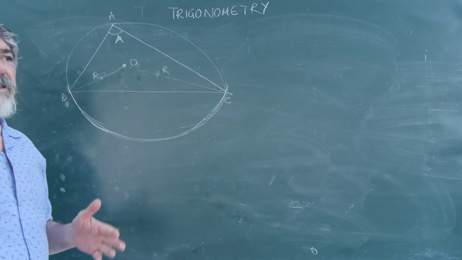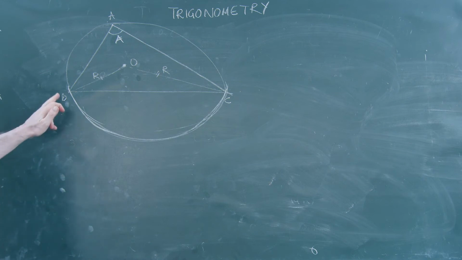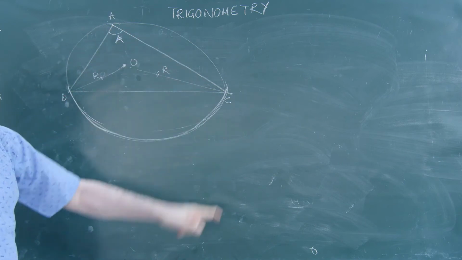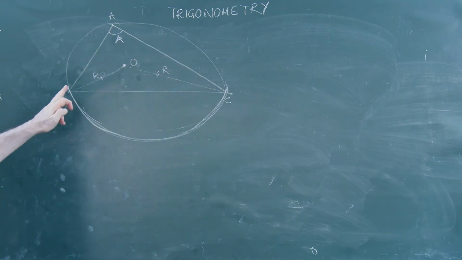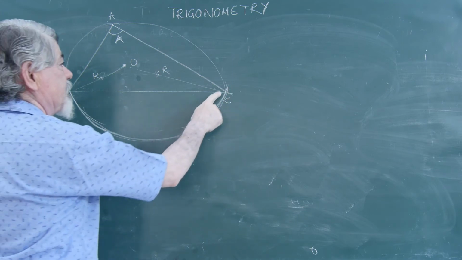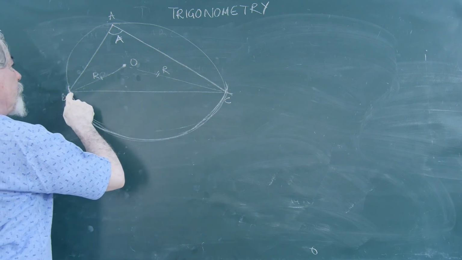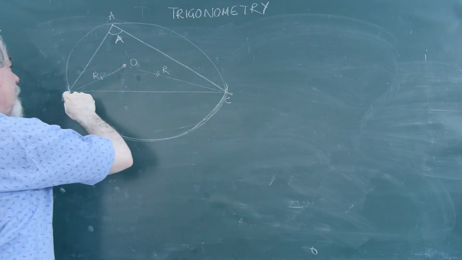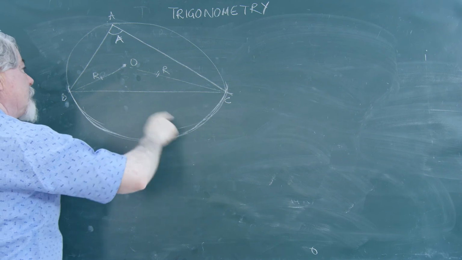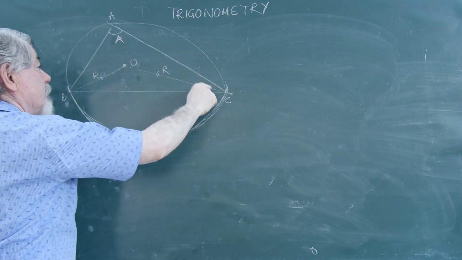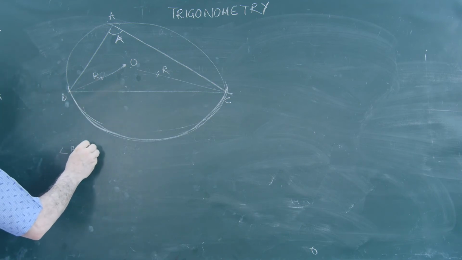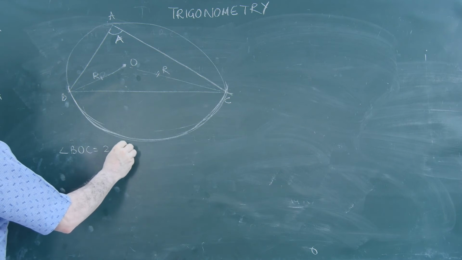You know the double angle property of the circle: the angle subtended at the center of the circle is double the angle subtended at the remaining part of the circumference by the same arc. The arc BC is making an angle BOC at the center, and the same arc is making an angle BAC at the circumference. So angle BOC is double of angle BAC.